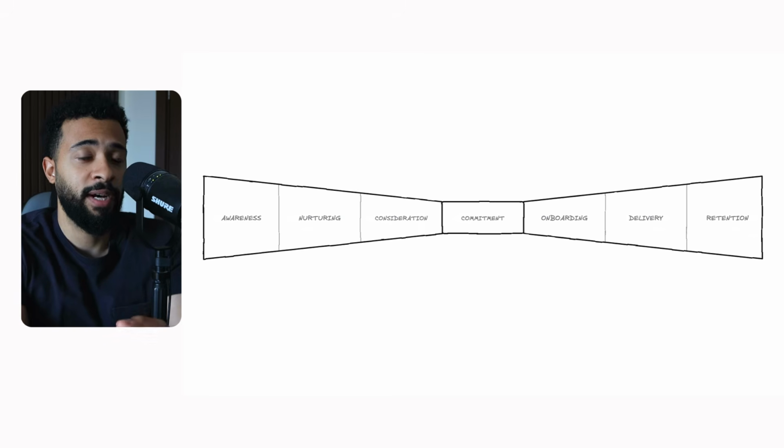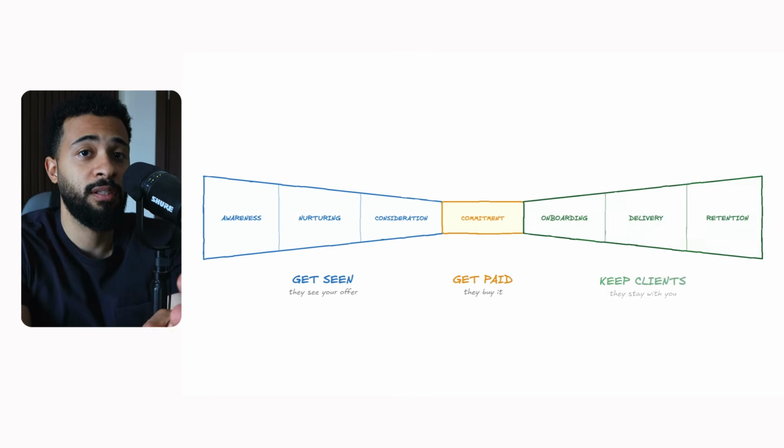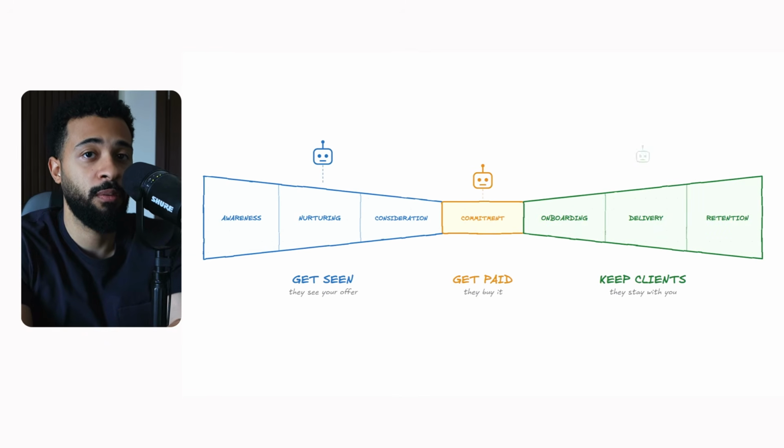All you have to do is find out how your business works, understanding how do you get people to see your offer, how do you get people to buy your offer, and how do you get clients to stay and keep on working with you. Those are the three areas you likely would want to include AI.